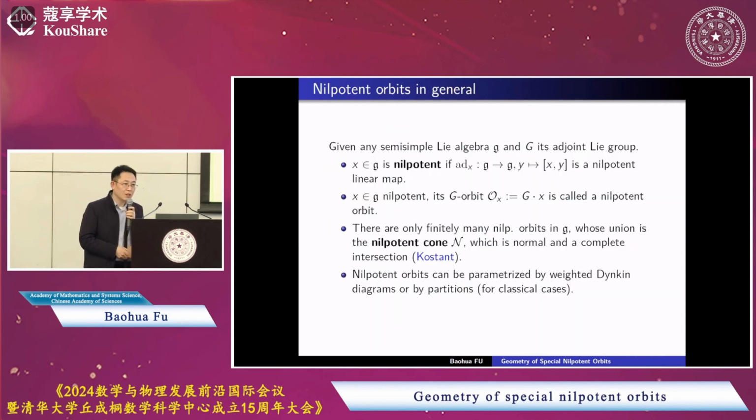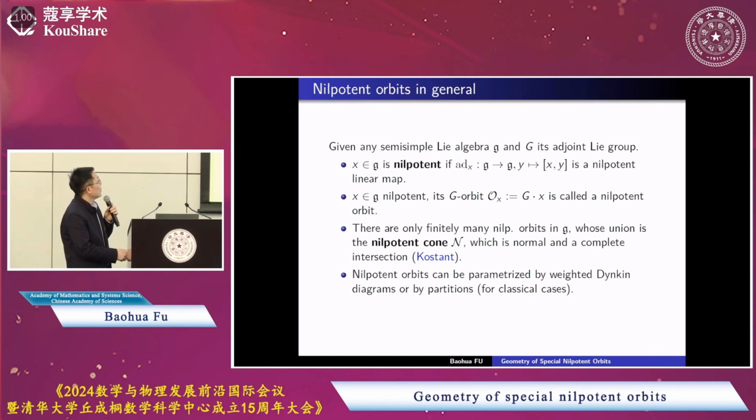And now we will consider not only nilpotent matrices in type A, but also in other types. So in general, we fix some simple Lie algebra. You can think about the B, C, D and so on. And then we say an element is nilpotent. Nilpotent means some linear map is nilpotent. This linear map is just given by the Lie bracket. And whenever you have one element, you can consider the G orbit. And then we say this gives a nilpotent orbit if the element itself is nilpotent.